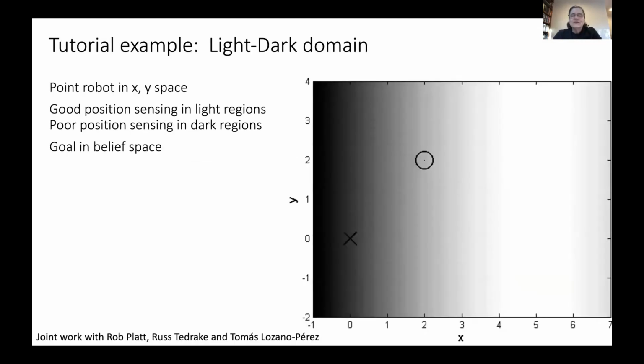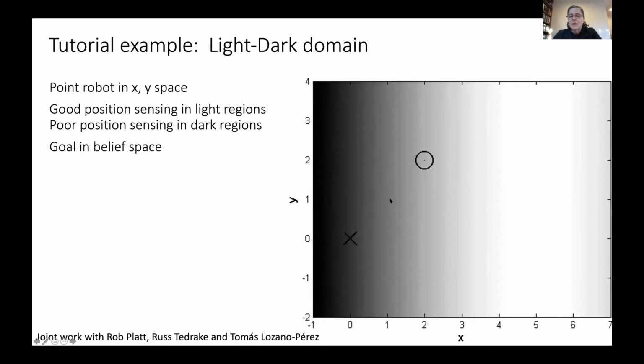I want to illustrate the idea of replanning in belief space, though, and I'm going to do it first in a very simple domain and then work my way up to our real robot domain. So let's take a really, really simple example. Imagine that we have a point robot in XY space. So this is like the easiest kind of robot in the whole world. And it's trying to arrive at some location and to believe it's there with high probability.